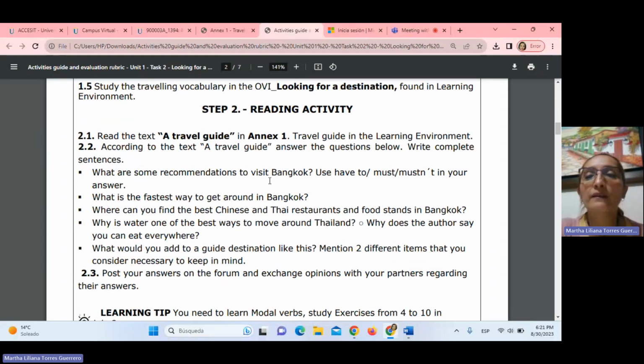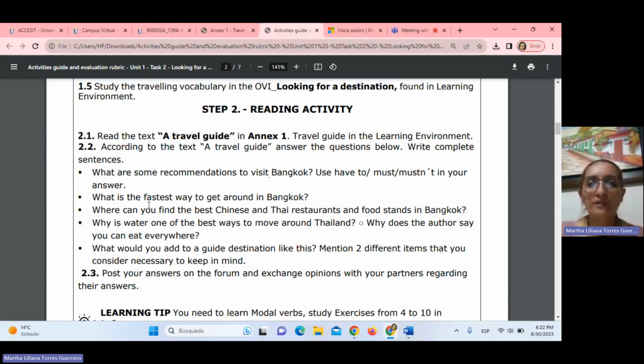Step number 2 is a reading exercise. In the reading exercise, you must read a text that is called travel guide, and you will find it in the annex number 1. As soon as you finish the reading, you will answer the 5 questions that are proposed in this activity guide.